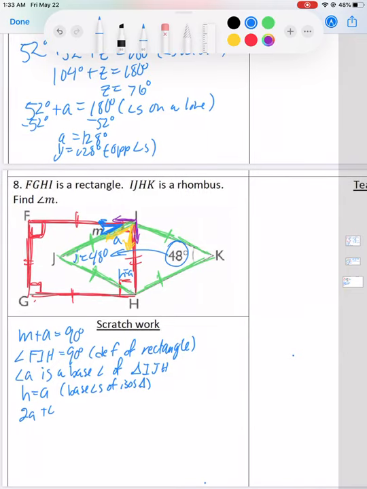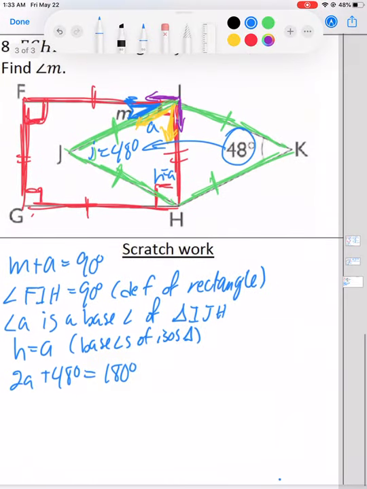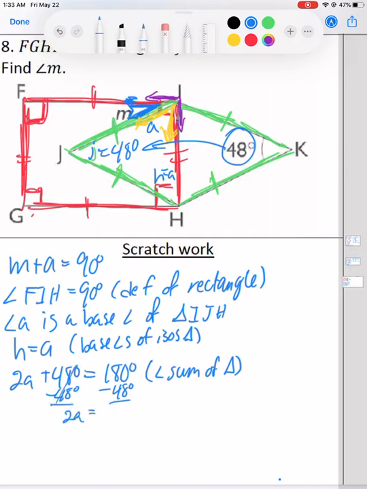So I can get to A from J, because J was the opposite of 48. So 2A plus 48 degrees is equal to 180 degrees because of angle sum of triangle. Let's subtract 48 from both sides. 2A is equal to 180 minus 48, which is 132. Divide by 2 on both sides. A is going to equal 66 degrees.